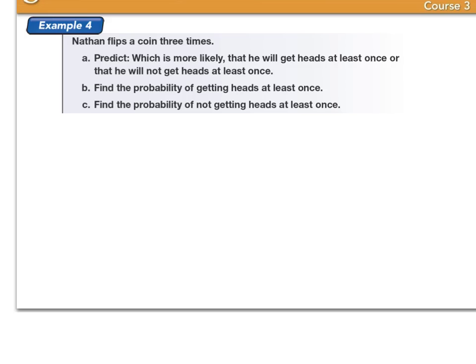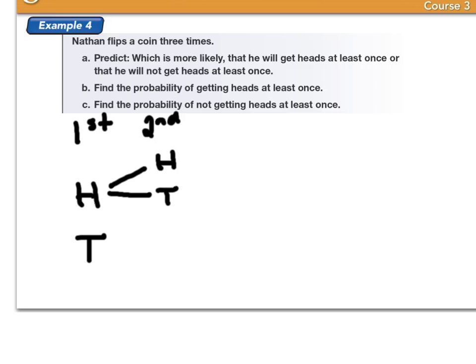We're going to have our first event. In the first event we're flipping a coin. Well, when we flip a coin we've got two possible things that can happen. We can get heads or we can get tails. Then we've got to represent our second event. In our second event we're going to make a tree off of the first event. And again we can either get heads or tails. So I can get heads first and then heads again, or I can get heads first and then tails. In the same way, I can get tails first and then get heads, or tails and then tails.